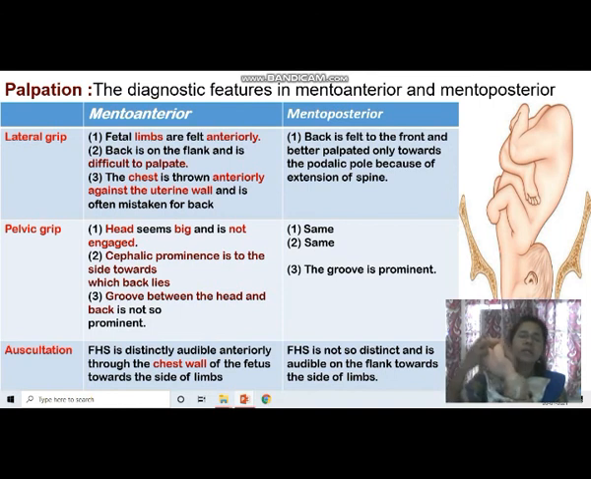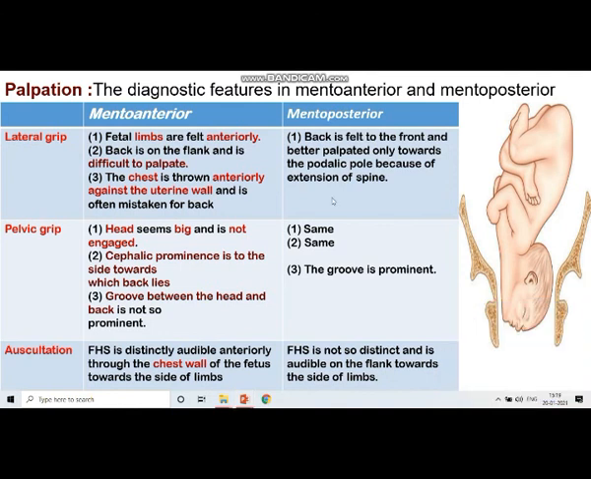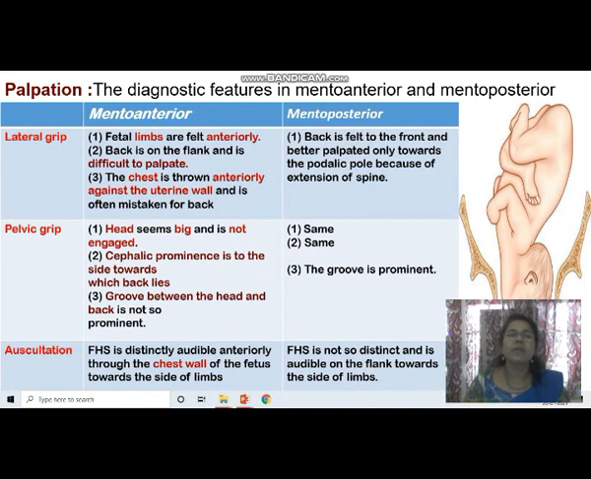But if it is like this, because the back is inside and the chest portion is inside and the head is deflexed, the FHS is not so distinct and is audible on the flanks towards the side of the limbs. So this is about the diagnostic features in the mento anterior and the mento posterior.